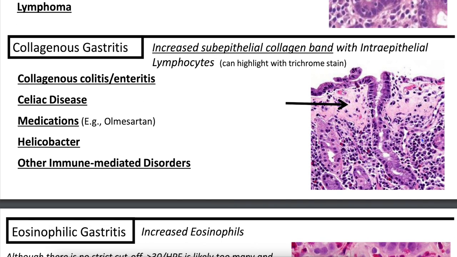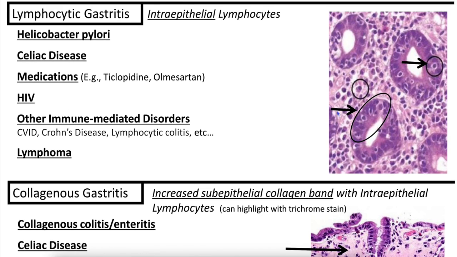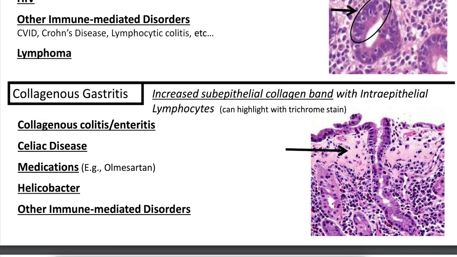Collagenous gastritis, this is when you have this increased subepithelial collagen band with intraepithelial lymphocytes. And if you're unsure, you can get a trichrome to help highlight that. I like to think of your subepithelial collagen as a one-way road. And if you have collagenous gastritis, it's not a one-way road. It's a multi-lane intersection, a highway. You'll have this collagenous colitis, enteritis, celiac disease, medications such as olmesartan, H. pylori, as well as other immune-mediated disorders that can lead to this collagenous gastritis pattern.